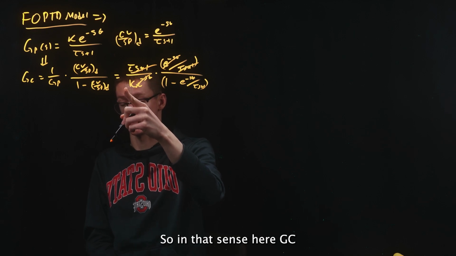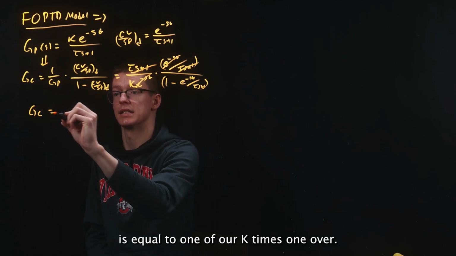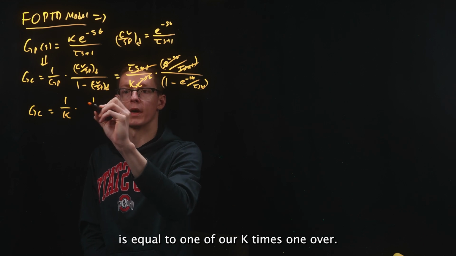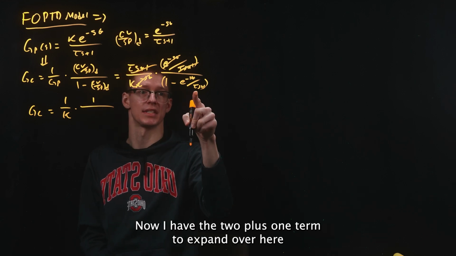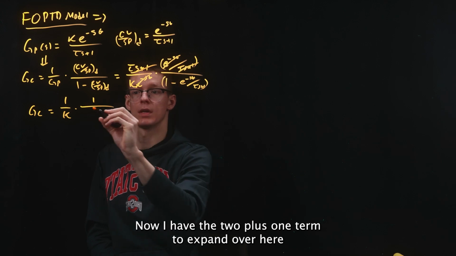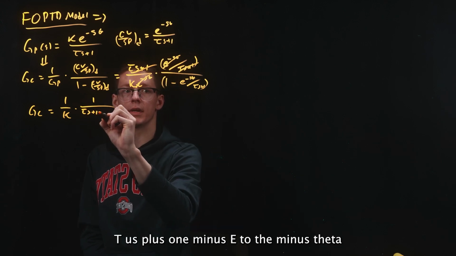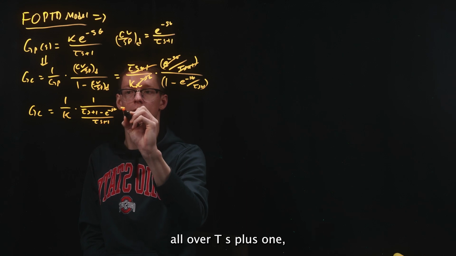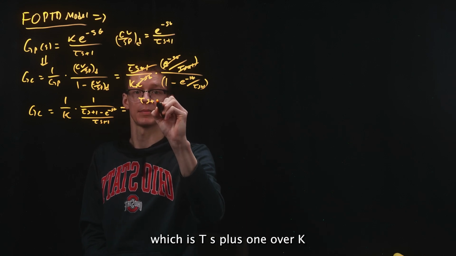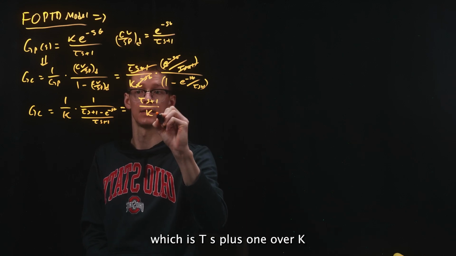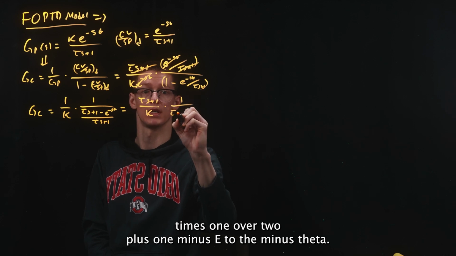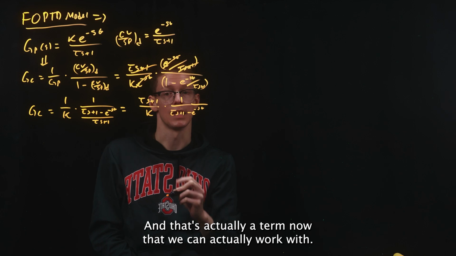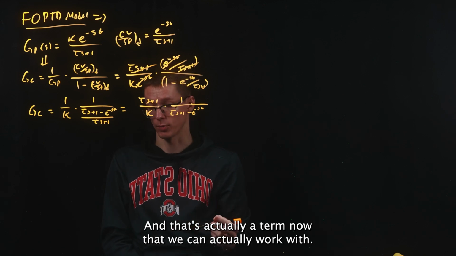So in that sense here, GC is equal to 1 over K times 1 over, now I have the Ts plus 1 term to expand over here, Ts plus 1 minus e to the minus s theta, all over Ts plus 1, which is (Ts plus 1) over K times 1 over Ts plus 1 minus e to the minus s theta. And that's actually a term now that we can work with.